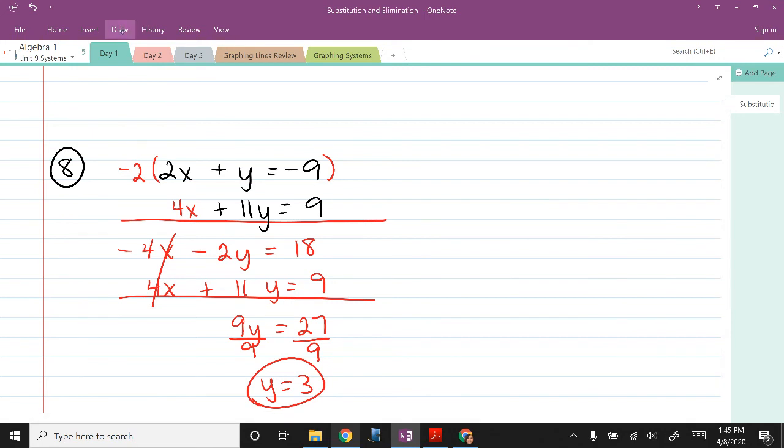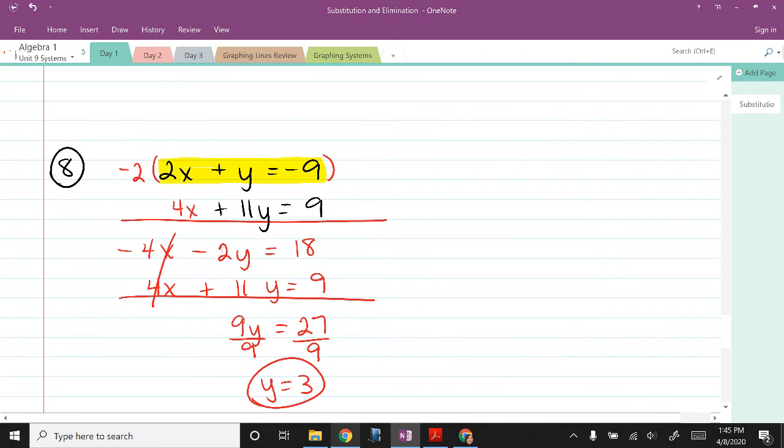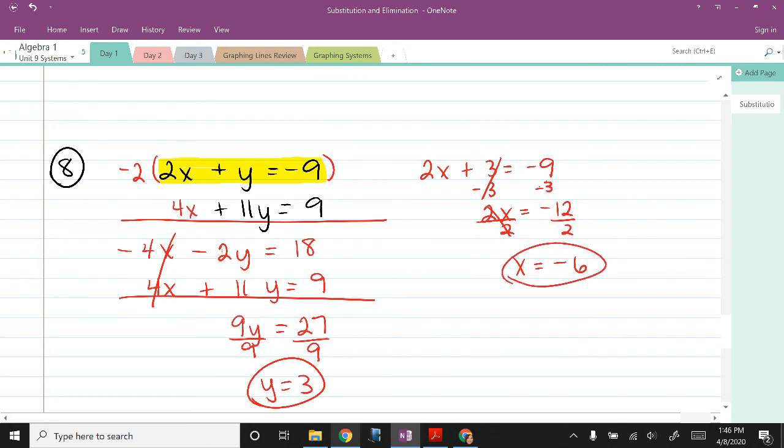So now I've got my y value. I'm going to plug it in this time for my first original before I multiply because those are just smaller numbers. Okay, so I'm going to plug it in right there. So I know y is 3, so I'm going to say 2x plus 3 equals -9. So where they had a y, plug my 3 in. So now I'm going to subtract 3. So 2x equals -12. Divide by 2. X equals -6. So I got x and y. Put my x first in my ordered pair. -6, 3 is my solution.